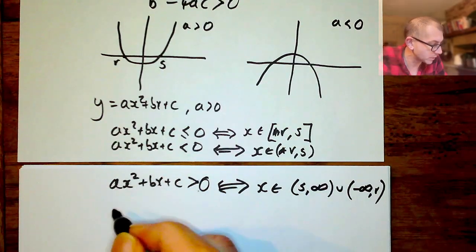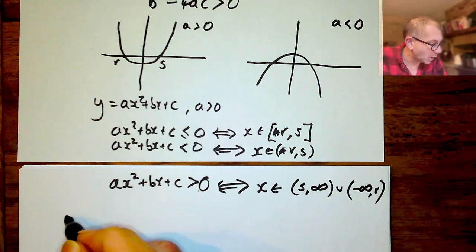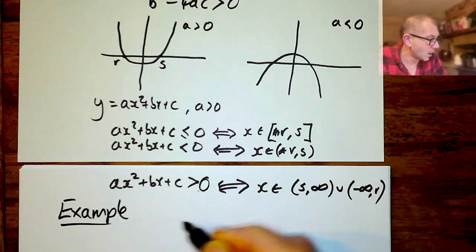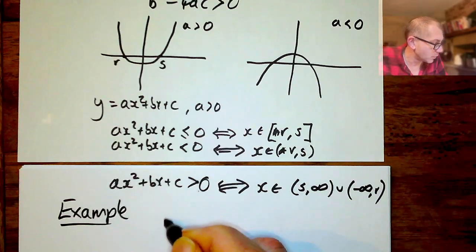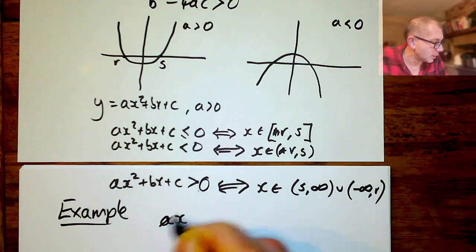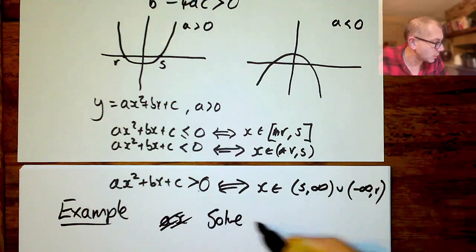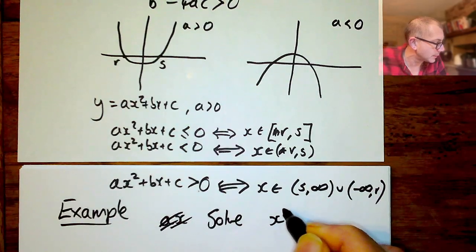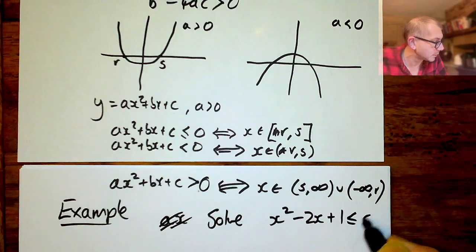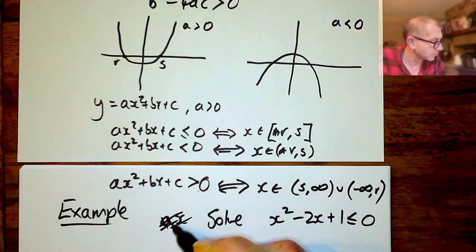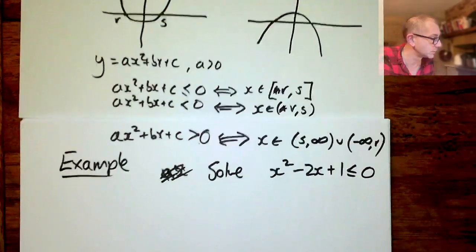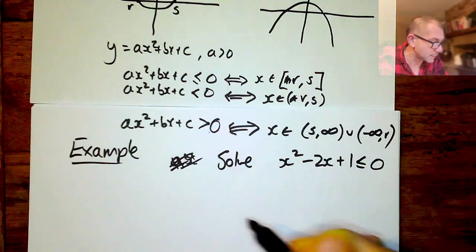but let's also just take one more case, which I'll do with an example. Let's suppose we wanted to solve x squared minus 2x plus 1 is less than or equal to 0. So we've all seen this quadratic before, and we can solve it by plugging it into the formula, or we can factorize it. I'll choose to factorize it.